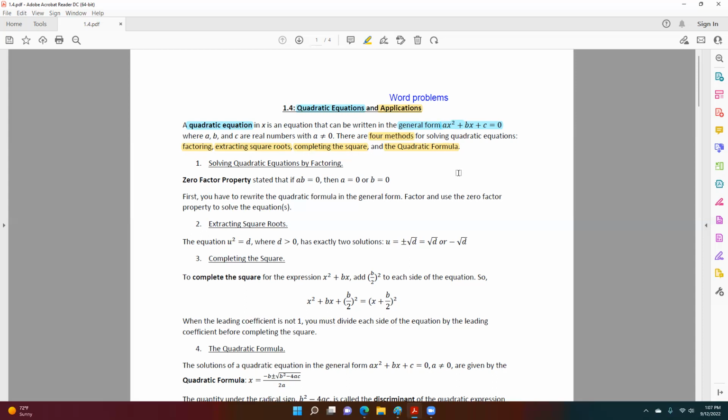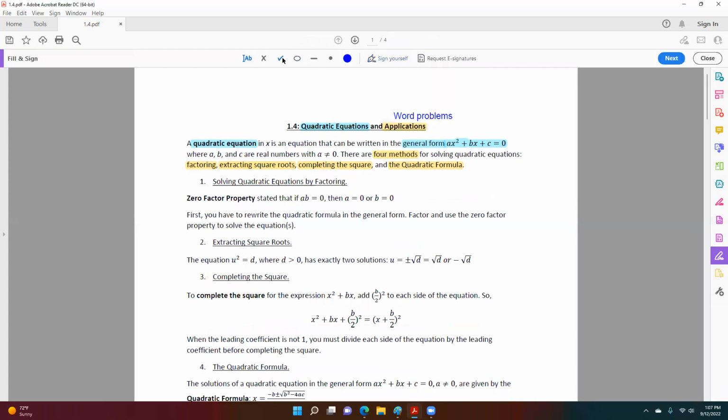For me, I will concentrate on factoring, because factoring will make things easy. I will also concentrate on the quadratic formula.